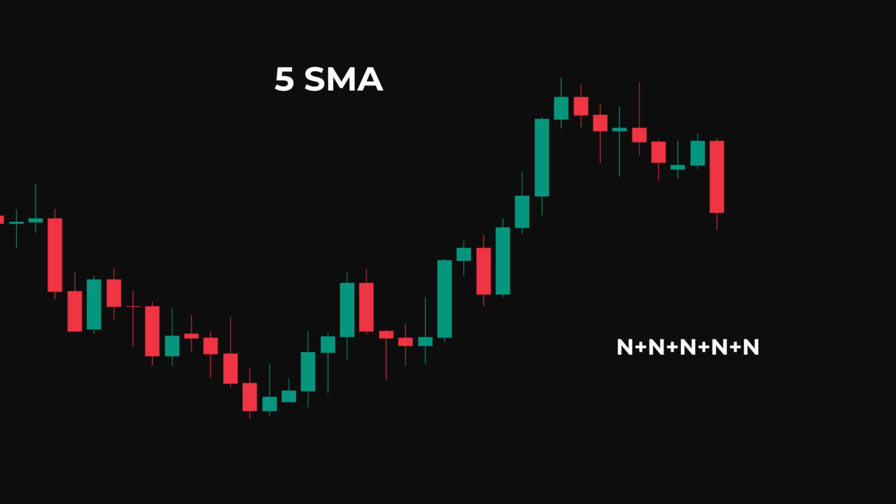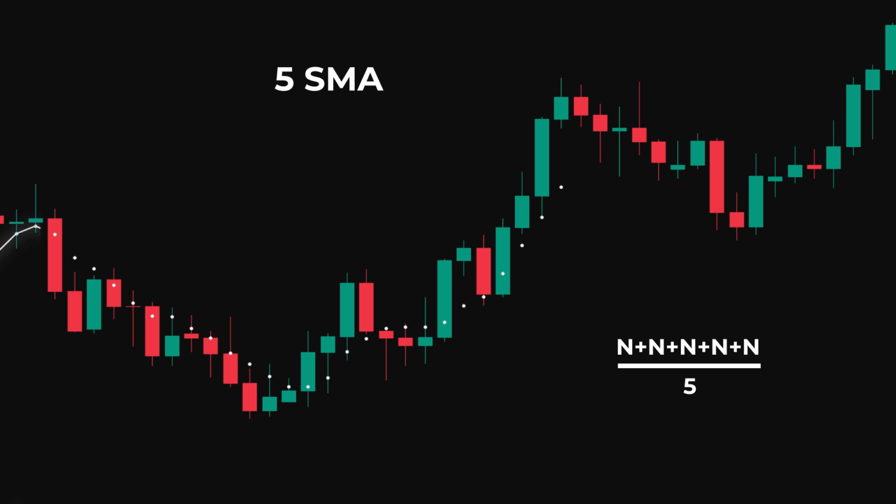If you plotted a 5-period simple moving average on a 1-hour chart, you would add up the closing prices for the last 5 hours and then divide that number by 5. Now you have the average closing price over the last 5 hours. String those average prices together and you get a moving average.